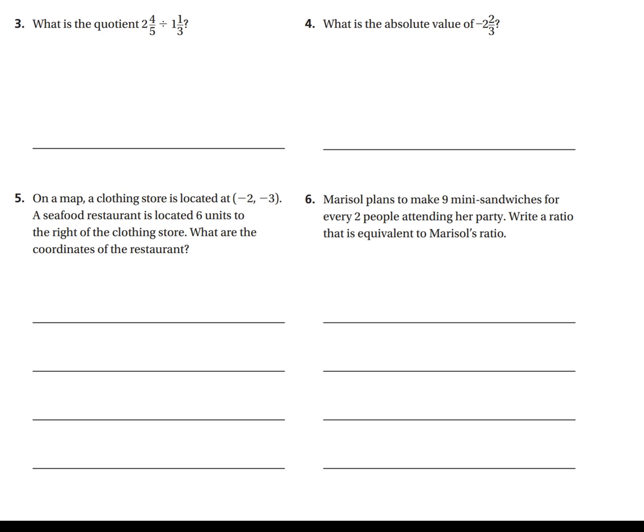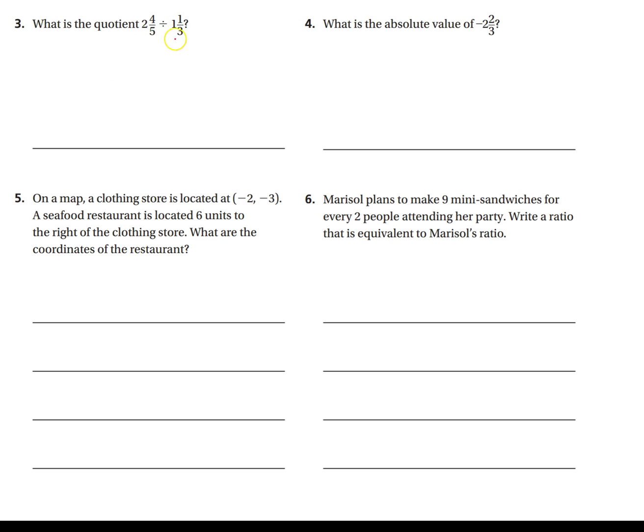Okay, now I'm on p76 for the Go Math homework. Number 3, 4, 5, and 6. Okay, let's go ahead and get started. What is the quotient? 2 4/5 divided by 1 1/3.